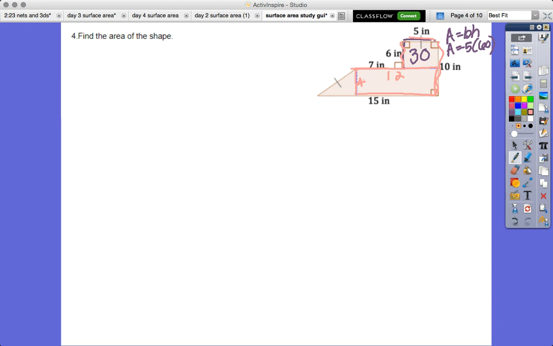So we've got to say 4 times 12, and we get 48. So area equals 4 times 12, and we get an area of 48.